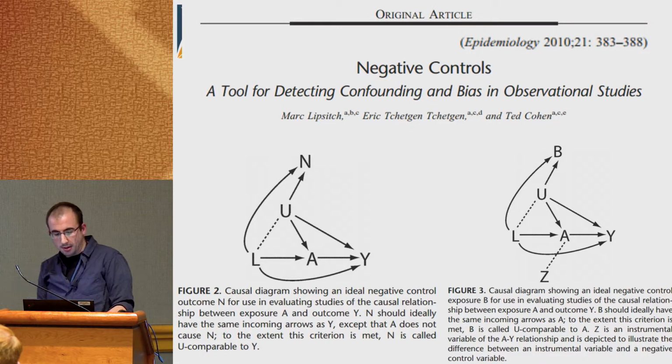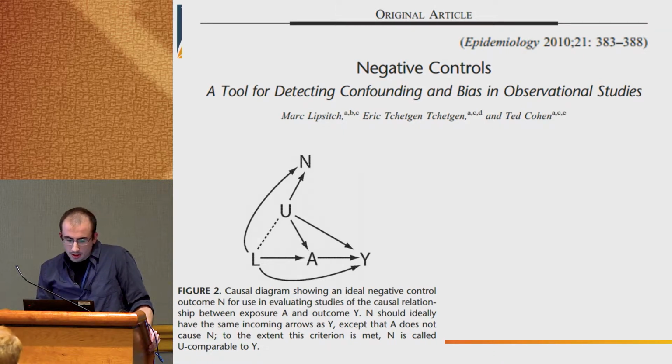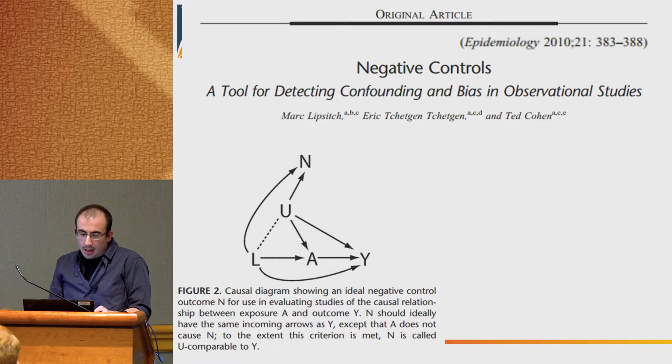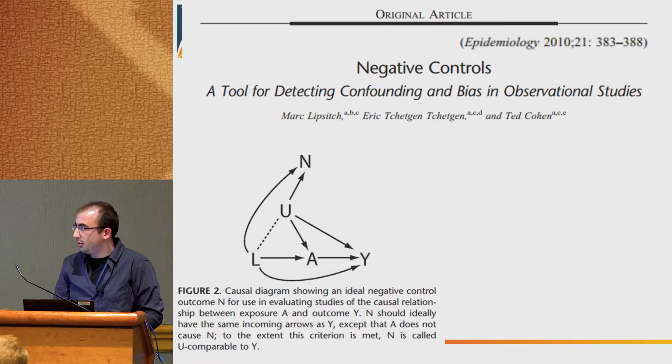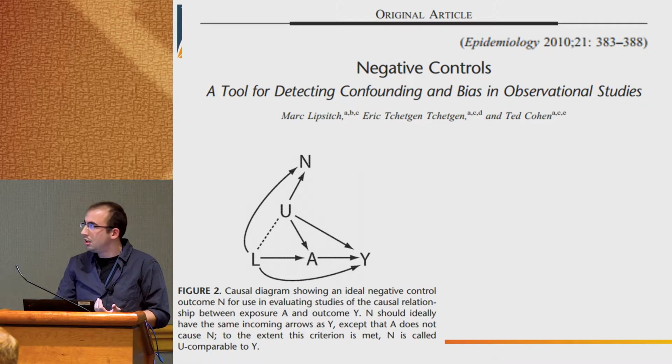So, when we are considering a perfect and ideal negative control outcome, we don't need L to be confounding A and N, because if we assume that we took enough care to account for our measured confounding, then in theory we don't need L to be a confounding factor of the association of A and N. But in practice, that's very hard to do, right? So we need to find an outcome that we know is not associated with any of the measured confounders, but is associated with unmeasured ones.